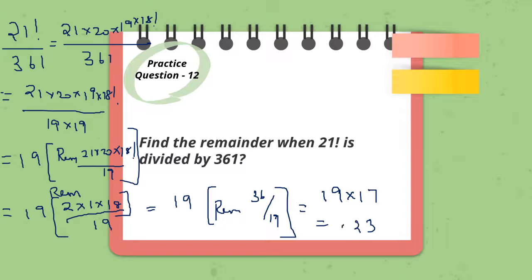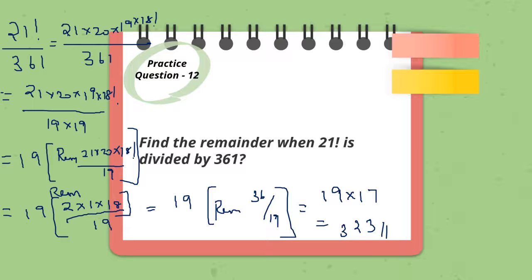Okay, so the correct answer, that is the remainder when we divide 21 factorial by 361, is 323. Let's again come from the beginning to understand better. I'll put it in a different color. So first thing is that we'll split 21 factorial as 21 into 20 into 19 into 18 factorial. Why are we dividing till 19? Because 361 is a product of 19 and 19. 361 is 19 square. So we have a common factor. We'll apply the common factor rule. So 19 into remainder when you divide 21 into 20 into 18 factorial by 19.